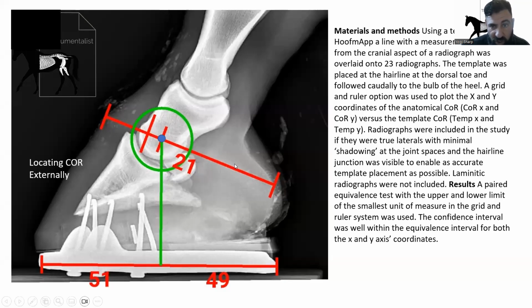that this was actually accurate and that this did find the center of rotation. So I actually published a paper in Forge Knowledge where we tested the template. I put it onto 23 different radiographs, and I measured how far away the red notch was from the actual radiographic center of rotation, and found that there was statistical equivalence. So we know that this template accurately locates the center of rotation.